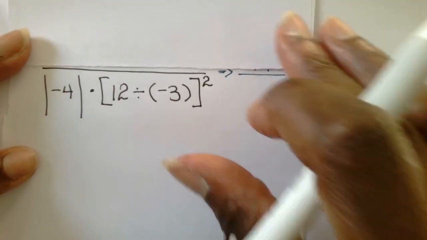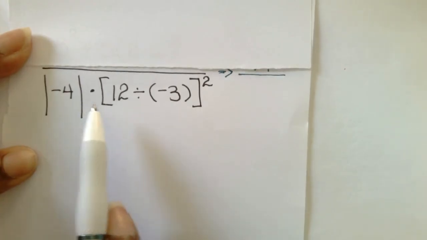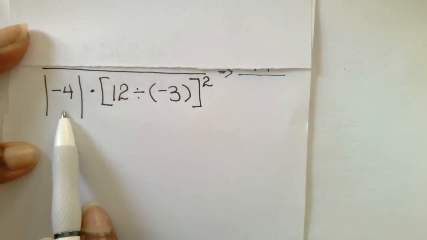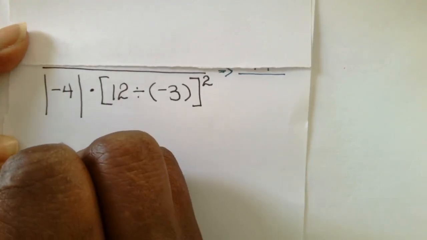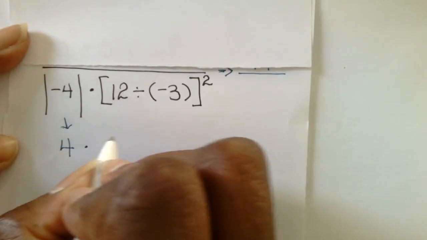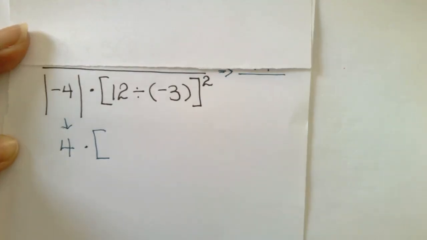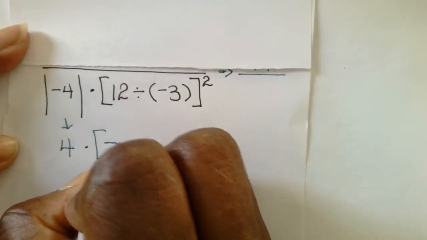So now we have the absolute value of negative 4 times 12 divided by negative 3 squared. The best thing about absolute values is that it always equals a positive number. So the absolute value of negative 4 is a positive 4. So now we're going to multiply, or I can just use my bracket. Doing what's inside this bracket is 12 divided by negative 3. Well, that gives me a negative 4.